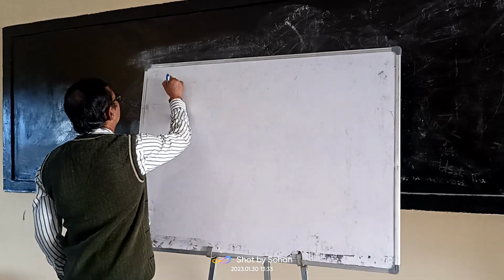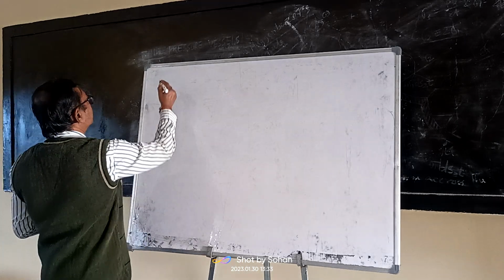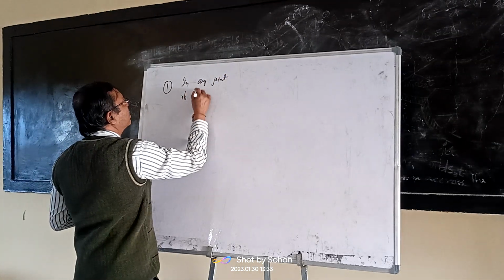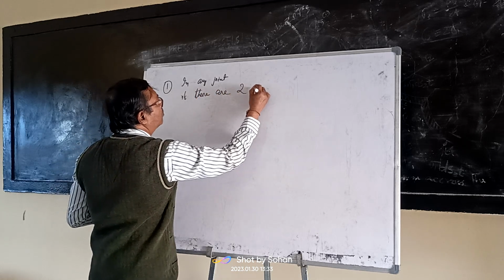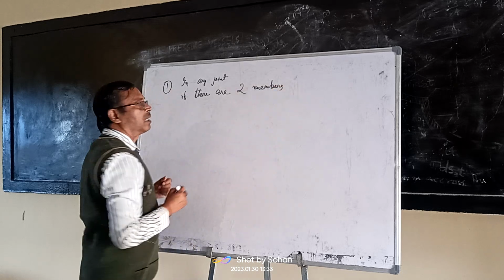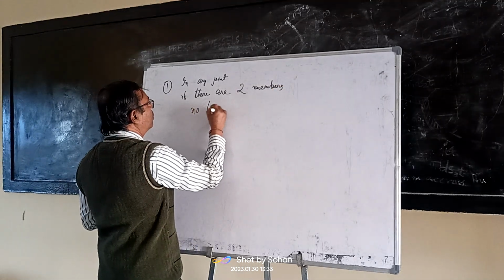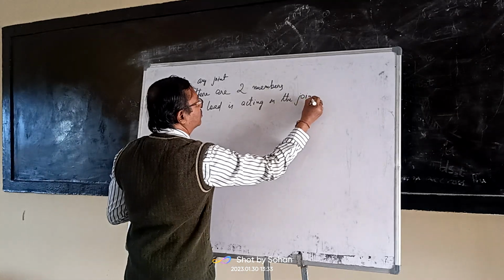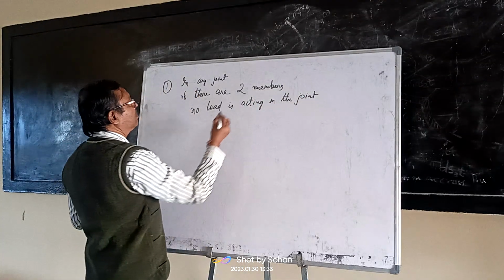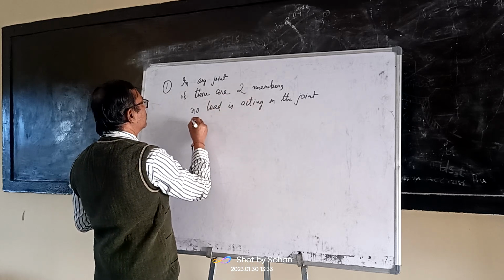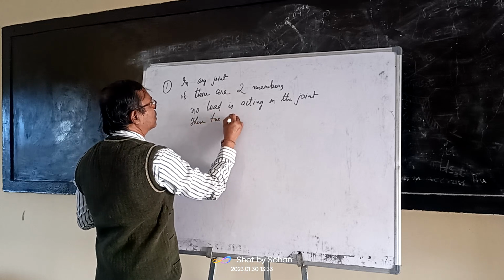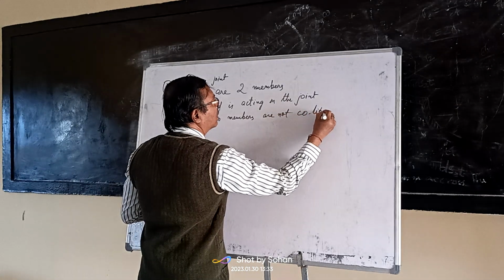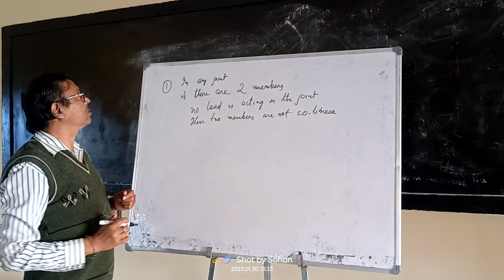Number one: in any joint, if there are two members, and no load is acting on the joint, and these two members are not collinear, then under this condition the force in the members of a truss will be zero.